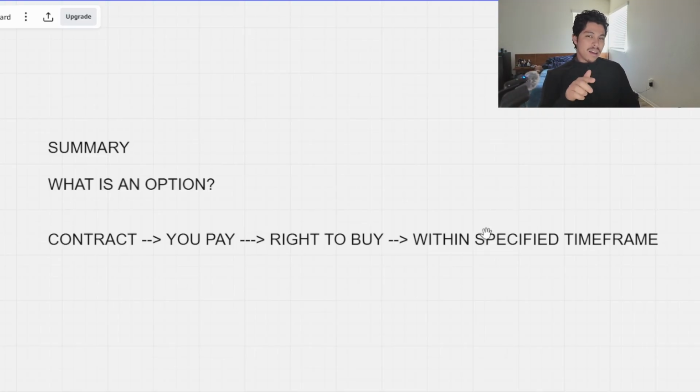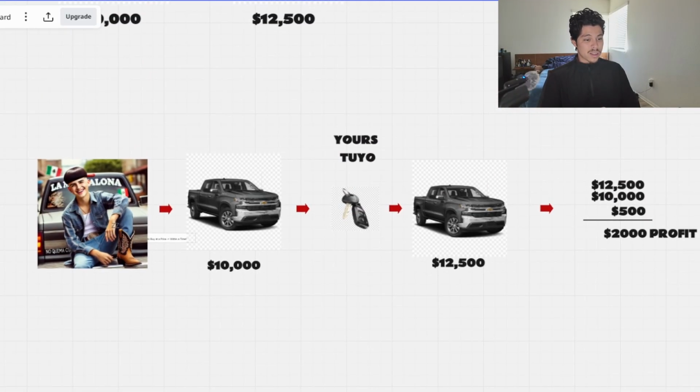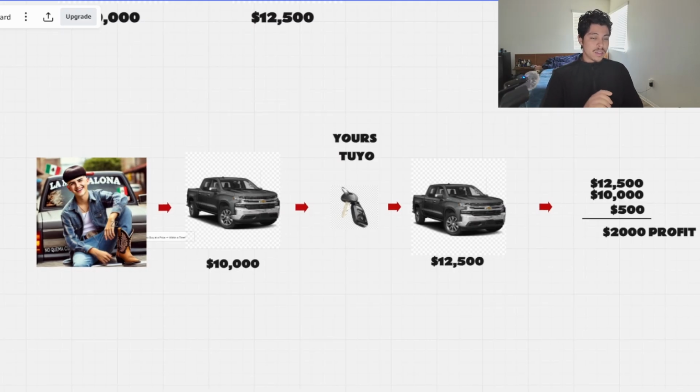But there's another way you can make money with option contracts, which I think is pretty cool: you don't even have to have the money to buy the underlying. Like in our example, you had to have the $10,000 to buy the Silverado. But what if you don't have that money? You do still own the contract. So what you could do here is you have your Tio Pepe, who has $10,000 and he also wants a truck. You now sell him the contract, the right to buy, for $1,000.